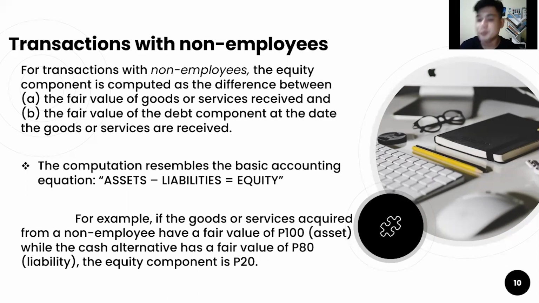So, meron tayong example dyan. If the goods or services acquired from a non-employee have a fair value of 100, our asset, while the cash alternative has a fair value of 80, liability, so yung equity component niya is 20 pesos.